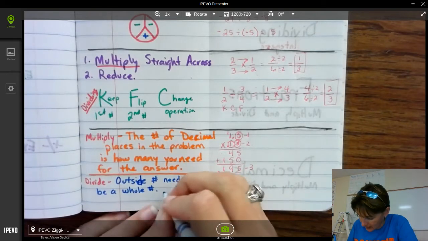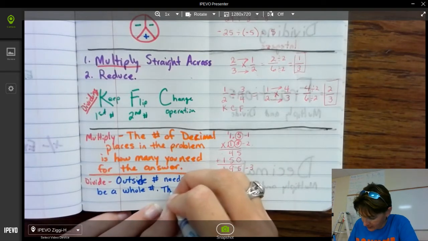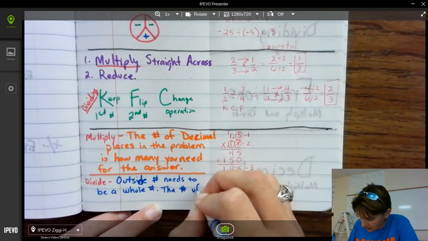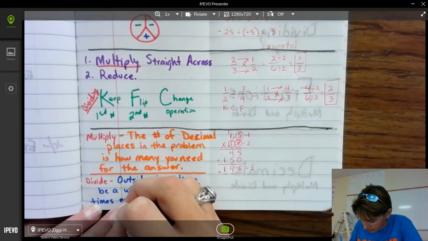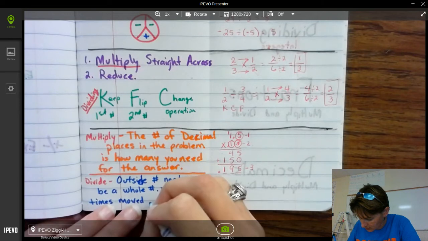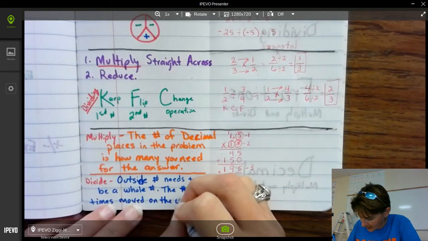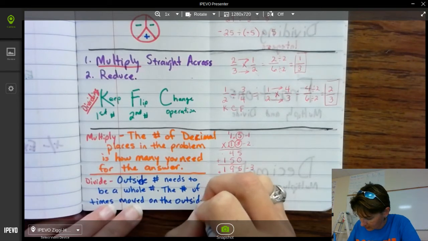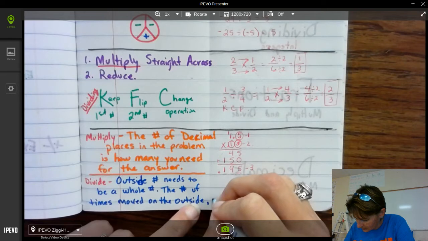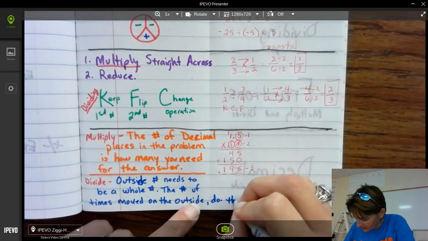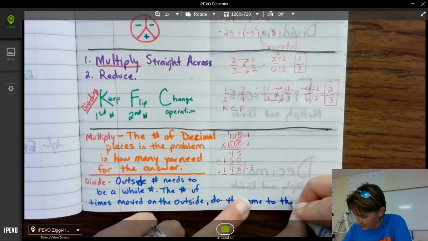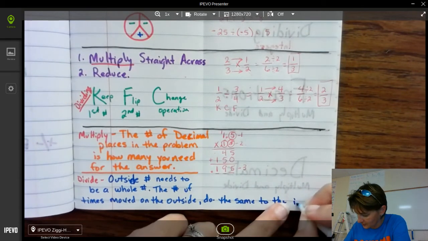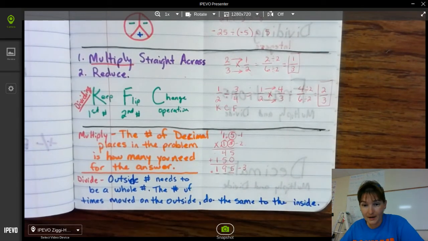So the number of times you moved it on the outside, do the same to the inside. I'm running out of room. Should have planned it better.